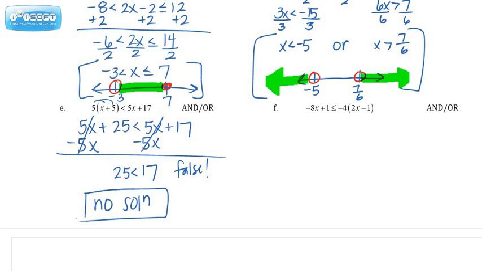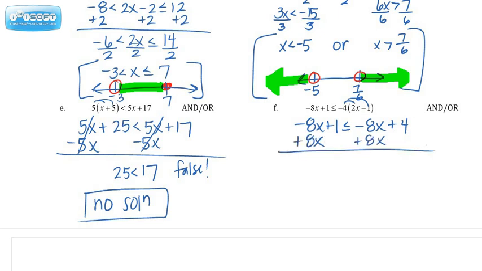Okay? Now if we go to letter F, negative 8x plus 1 is less than or equal to, distribute twice, so negative 8x plus 4. Again, my goal is to isolate the variable, so I'm going to add 8x to both sides. These cancel and I'm left with 1 is less than or equal to 4. Now you're going to ask yourself, is it a true or a false statement? And it's a true statement. 1 is always less than 4. So you're going to write all real numbers.